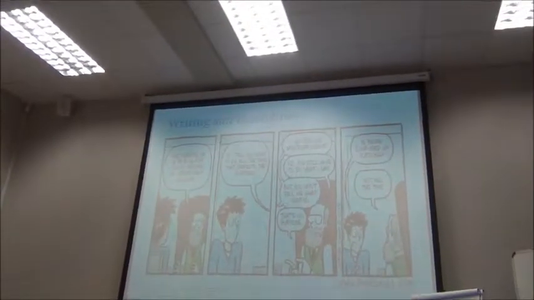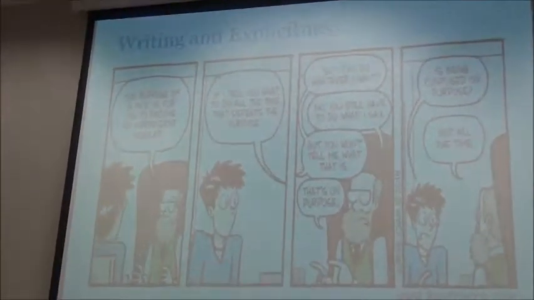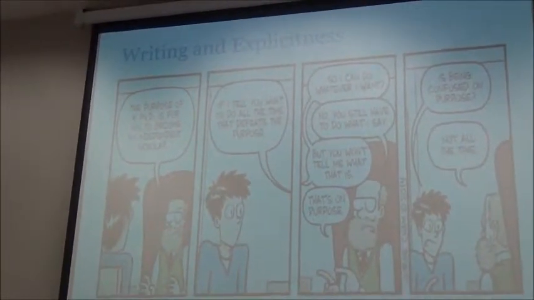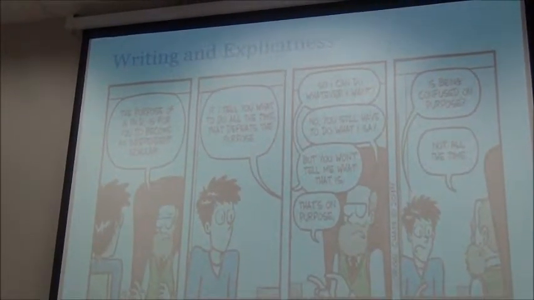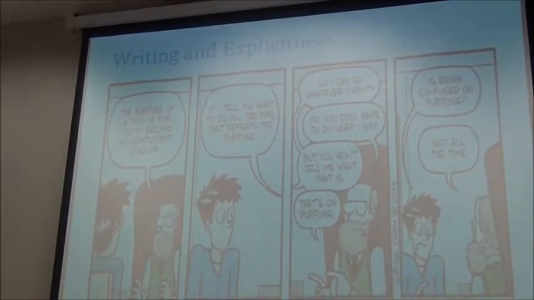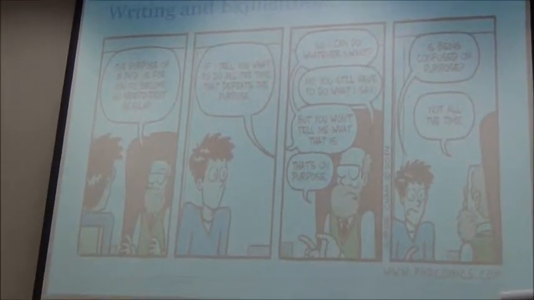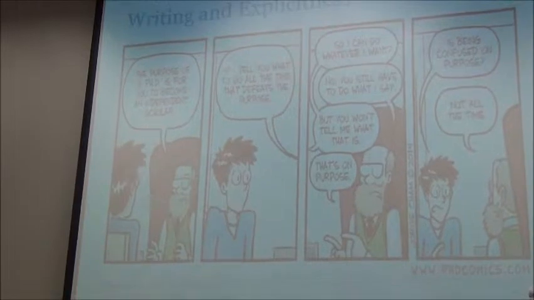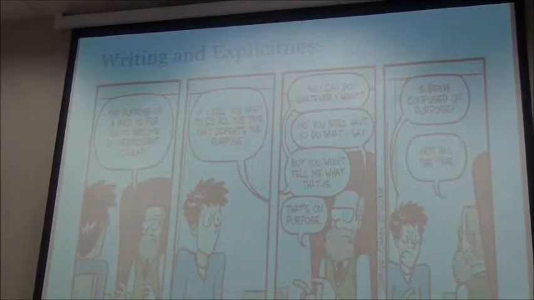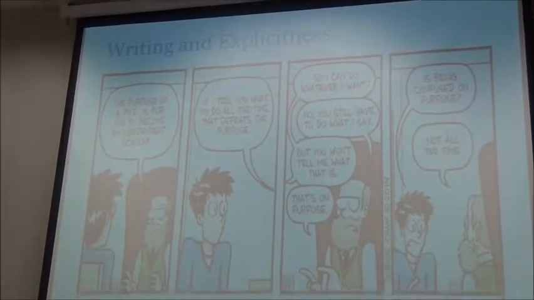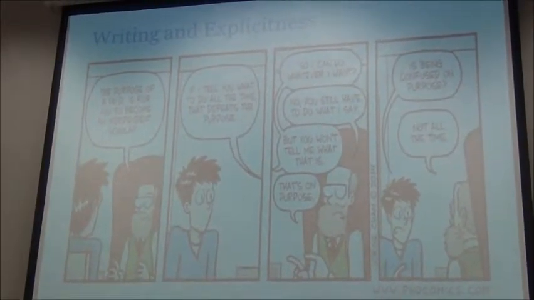Okay, writing and explicitness. Here is the supervisor again. I love these cartoons because they always have Professor Smith, who is this nasty supervisor. Okay. So what is Professor Smith saying? The purpose of a PhD is for you to become an independent scholar. If I tell you what to do all the time, it defeats the purpose. Professor Smith is trying to build independence. So the student says, so I can do whatever I want? No, you still have to do what I say. But you won't tell me what that is. That's on purpose. Is being confused on purpose? Not all the time.